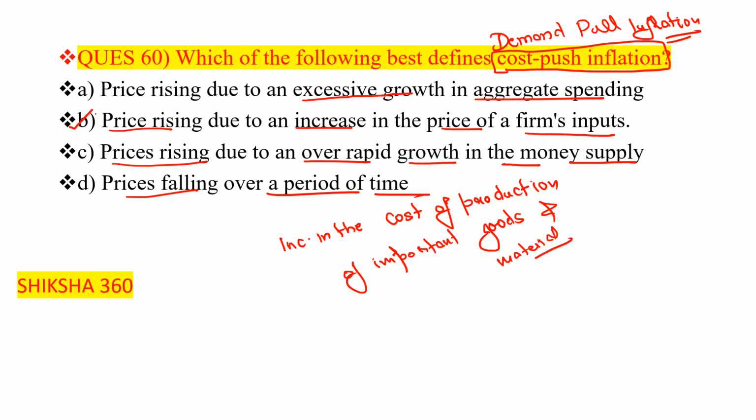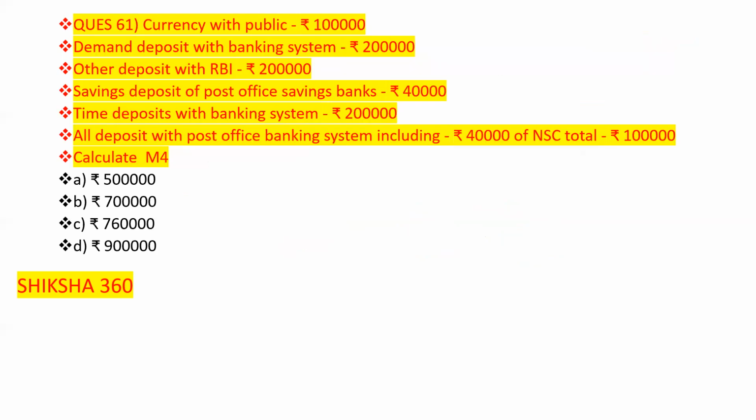Option number B is the answer. That is, price rising due to the increase in the price of the firm's input. So option number B is the correct answer here. Now move to the next question.